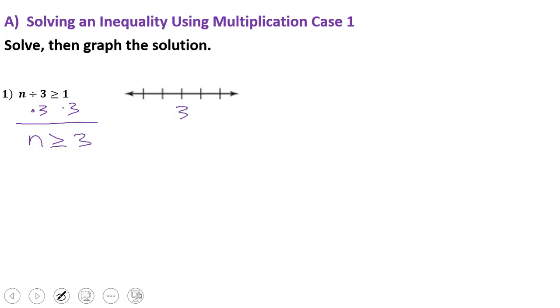Graphing it, 3 is my target number, 4 is greater, 2 is less. I have a greater than or equal sign, so my target number is included using a closed circle. My variable is on the left, so I can follow my inequality symbol to graph the remaining solutions, all of the solutions that make that inequality true. It goes to the right.